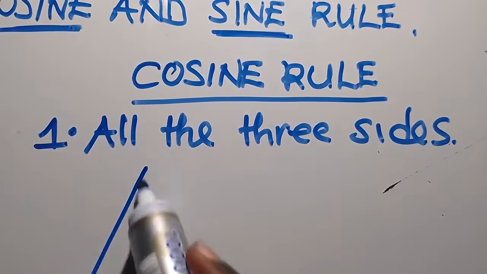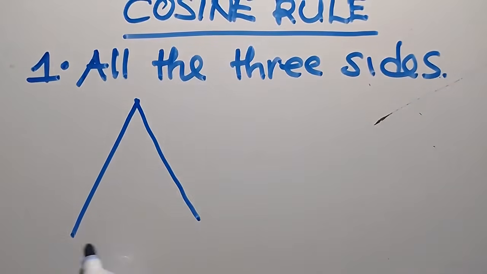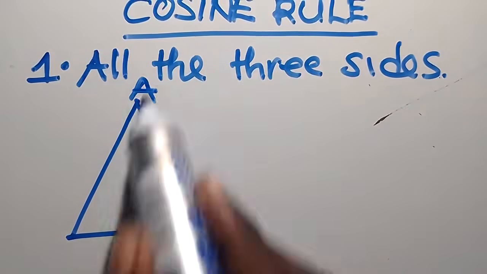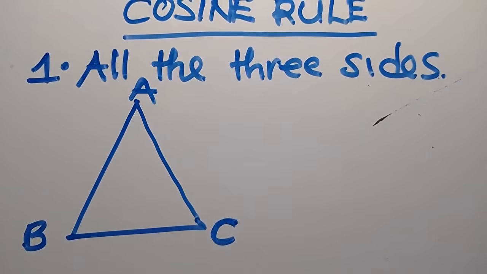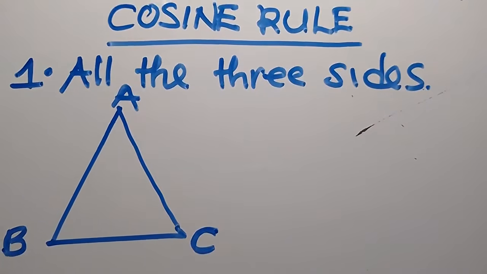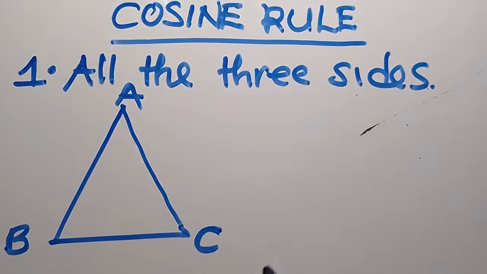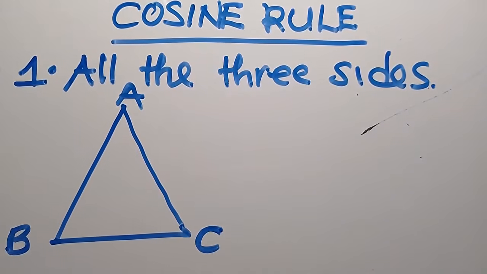If this is your triangle, you are given a triangle like this. Here there is A, here there is B, here there is C. All the three sides are given. So when all the three sides are given, we are supposed to use the cosine rule.